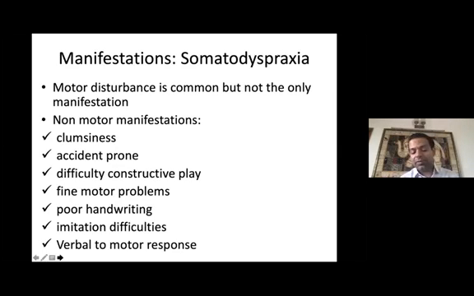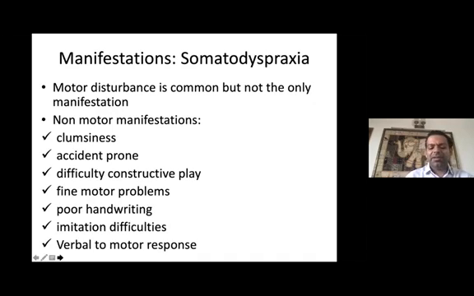Fine motor problems: if you see children having difficulties with fine motor skills, pencil holding and writing, holding small objects, manipulating, you might want to look at those difficulties not just from the neuromotor aspect, but also from the somatodyspraxia aspect, and assess the underlying SI dysfunction. Poor handwriting again correlates to fine motor difficulty and also to underlying tactile and proprioceptive processing difficulties.